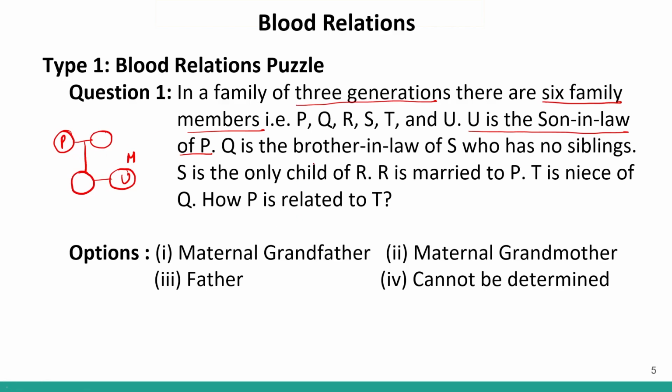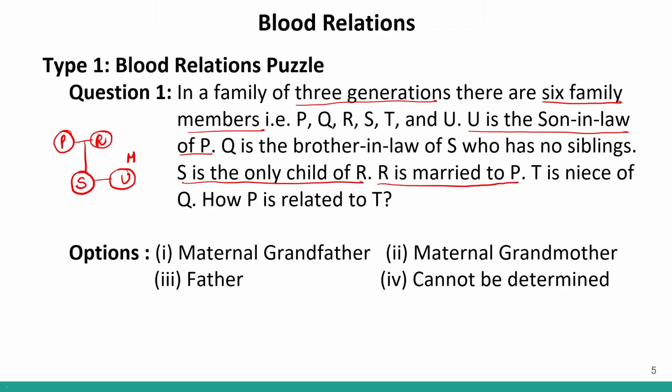Now, Q is the brother-in-law of S, who has no siblings. Let us hold this information. S is the only child of R. R is married to P. So we can use this information. R is married to P. We can fill R over here. Then S is the only child of R.